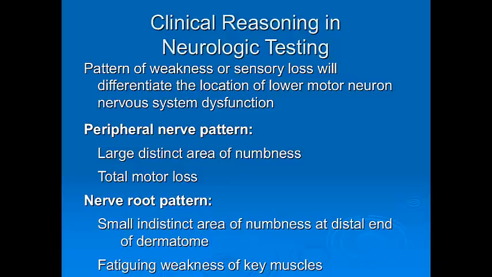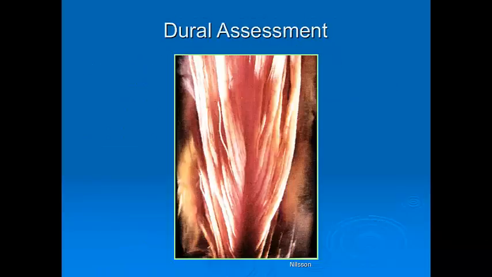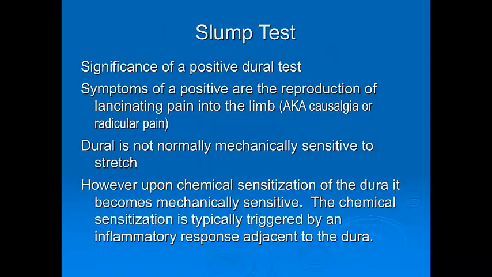The following is a review of dural assessment. The slump test is a very sensitive general test for dural involvement. The positive for the test is a reproduction of the presenting symptoms of lancinating pain into the limb, known as causalgia or radicular pain or neuropathic pain.